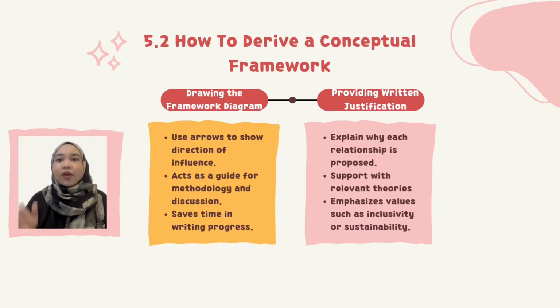Step 5. Providing written justification. Finally, we provide a written explanation to justify the framework. Each relationship must be supported by relevant theories. For example, in the STEM framework, Vygotsky's theory and constructivism are used to support the integration of human and environmental factors. Values such as inclusivity and sustainability also act as connecting elements.